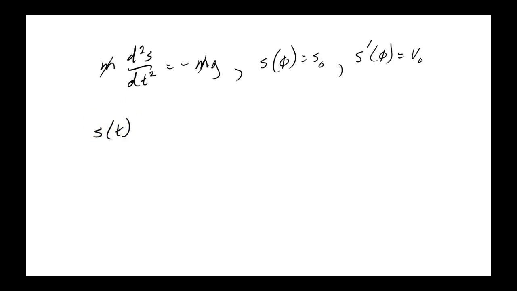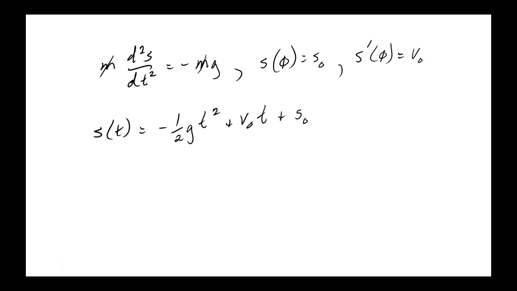Here's what it turns out being, and you'll see it in most physics texts. If you've had Physics 1 already, you should remember this: S of t is minus 1/2 g t squared plus v0 t plus S0. There's your standard solution for that initial value problem where you know the two initial values.